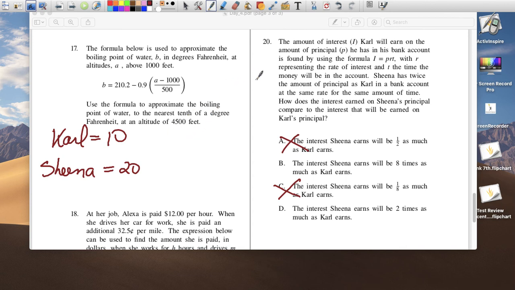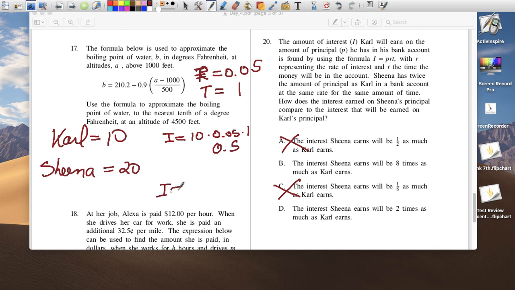So let's pick something very simple. So let's pretend the interest rate, right? The R is 0.01, actually 0.05, 5% interest, and the time they're going to leave it in the bank is 1 year. So Carl would deposit $10 at an interest rate of 0.05 and leave it there for 1 year. How much would he make? He would make $0.50.